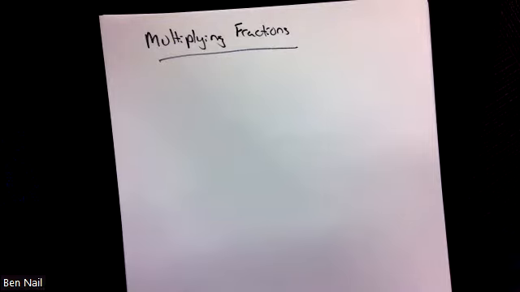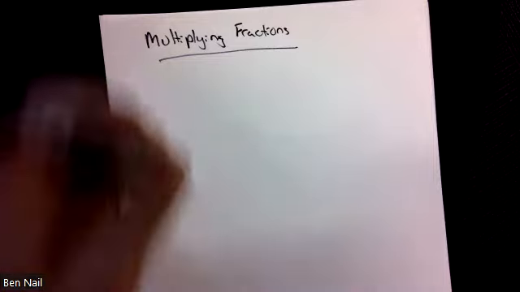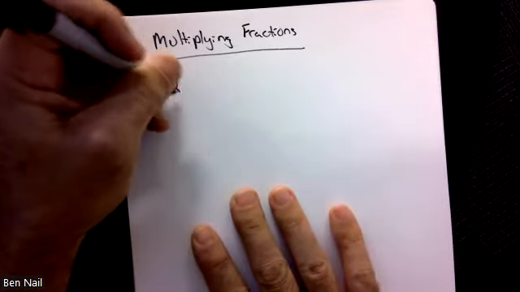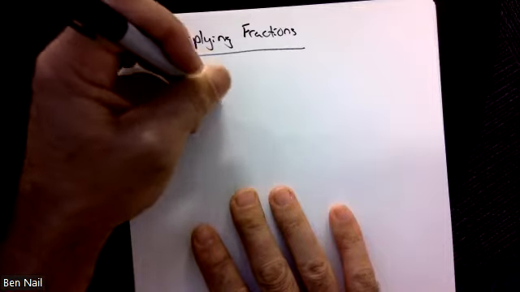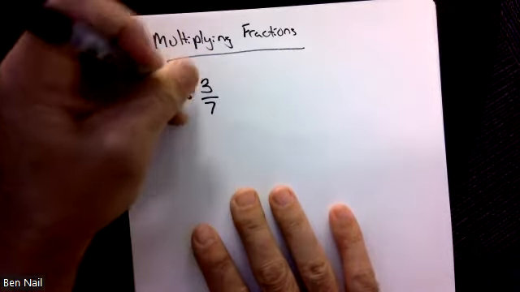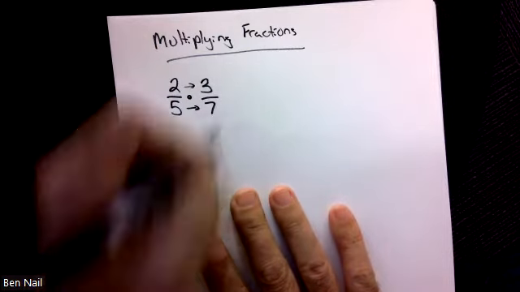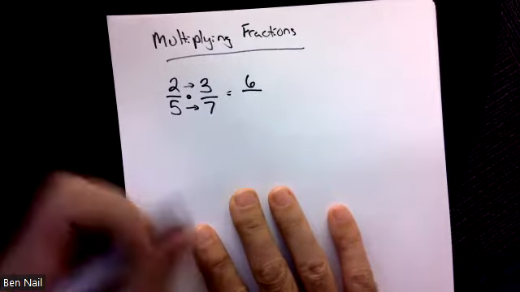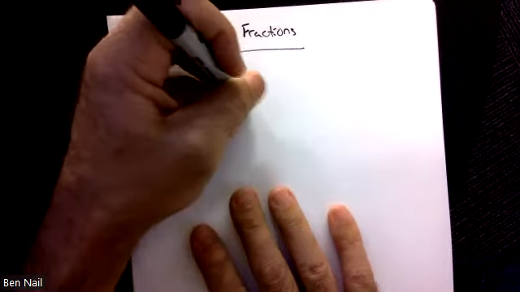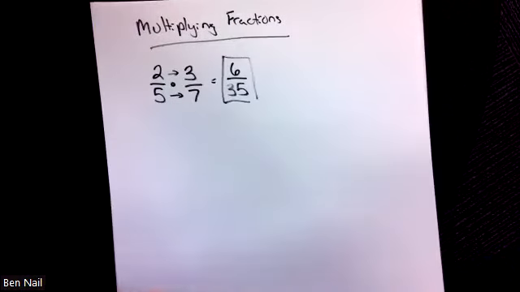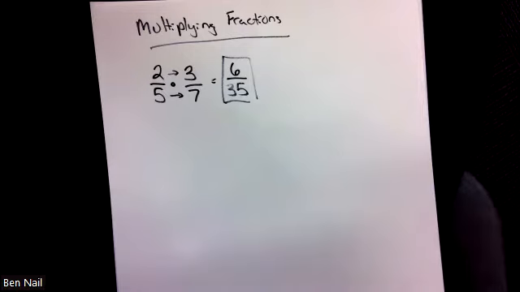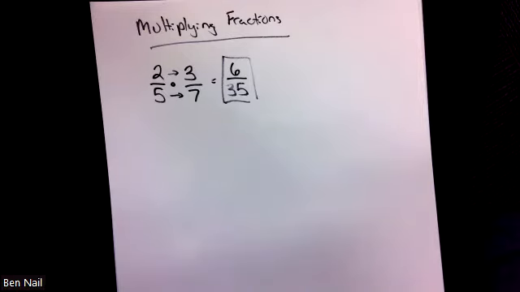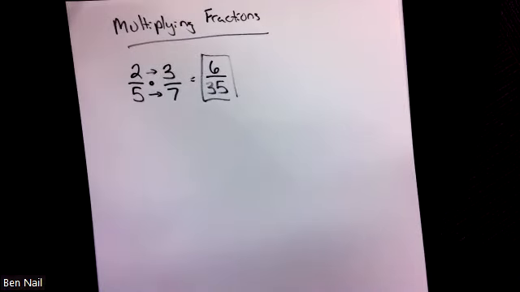Now, multiplying fractions, again, I'm going to go back to elementary/middle school. The premise behind multiplying fractions together is that you just multiply straight across. If you have a fraction times another fraction, you multiply the numerators. 2 times 3 is 6. You multiply the denominators. 5 times 7 is 35. So that would give us 6/35. Within multiplying, we can do this thing called cross simplification.